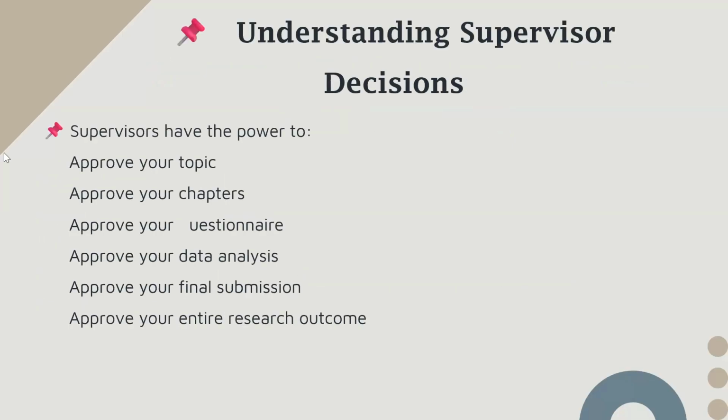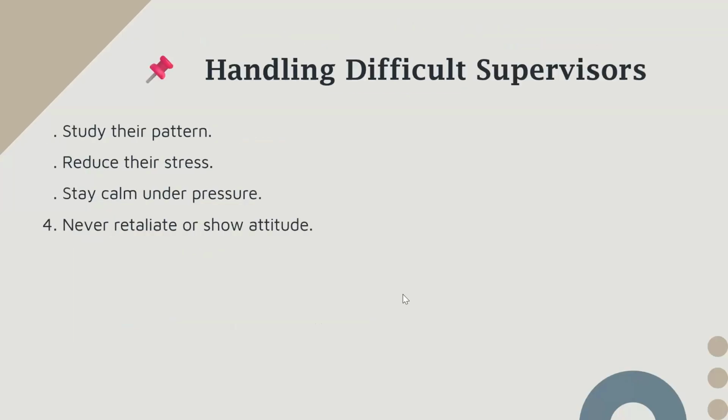Okay, the next line, understanding your supervisor's decisions. Supervisors have the power to approve your topic. They have the power to approve your chapters, your questionnaire, your data analysis, your final submission, your entire research outcome. So this is the power your supervisor definitely holds, and you shouldn't joke with that. They can use that power against you. That's why it's good to play smart when you're dealing with them.